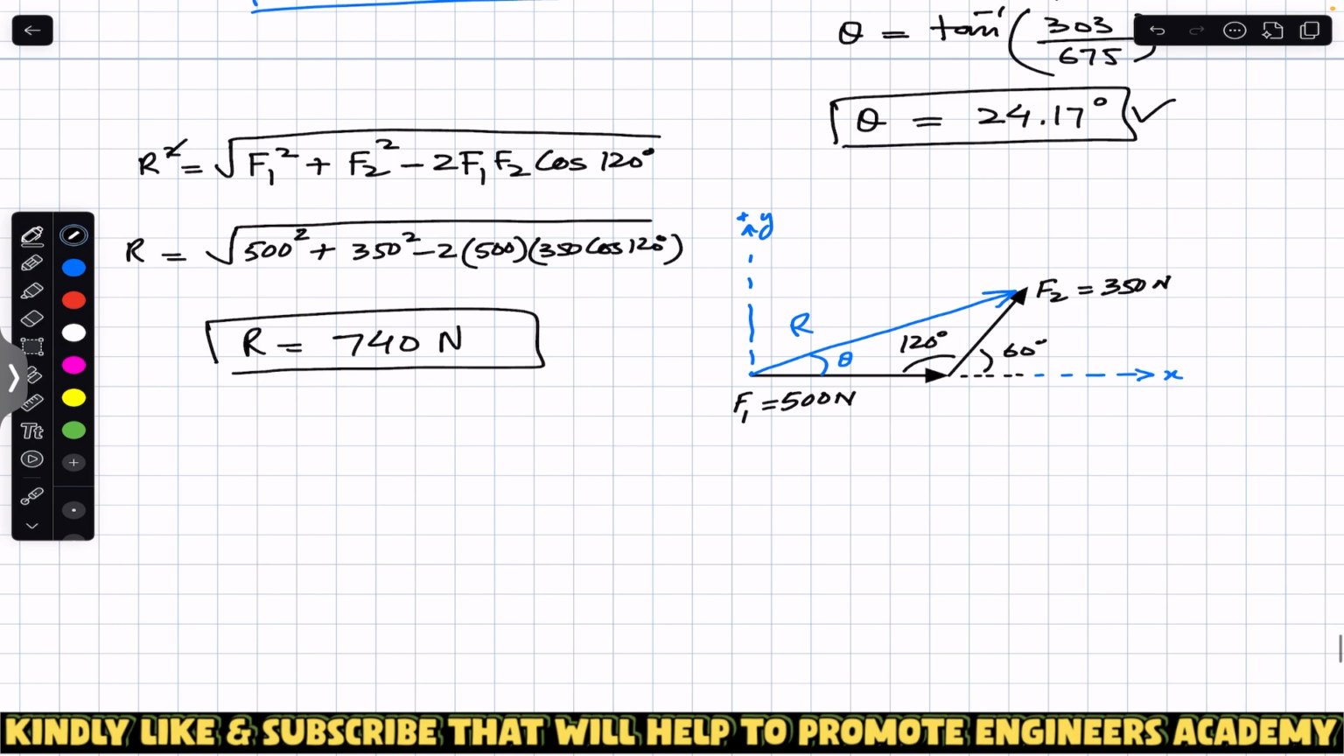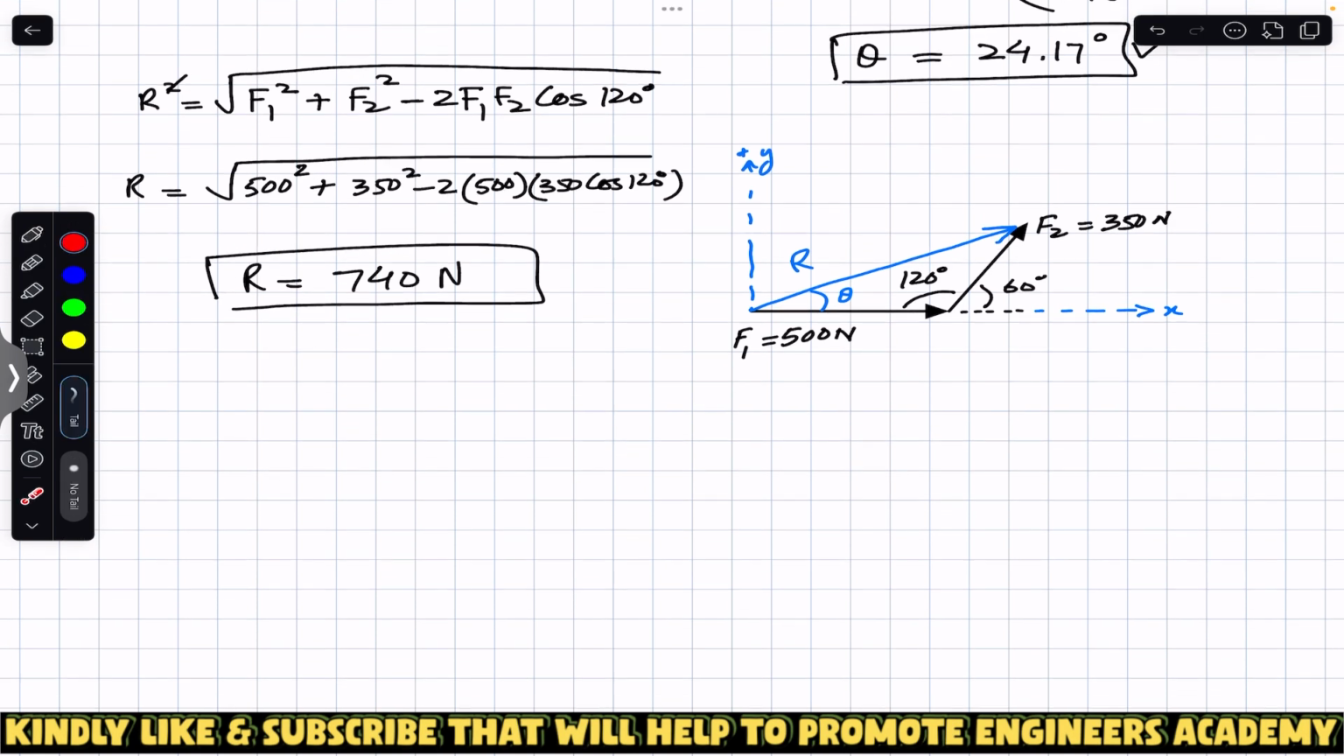And similarly, we can find this angle theta. Once we know this resultant magnitude, which is 740 Newton, we can apply the sines law. So by sines law, we can say that sine of theta divided by the magnitude of the opposite side. The opposite side to theta is F2, which is 350. So sine of theta divided by 350 is equal to sine of 120 degrees divided by the resultant magnitude, the magnitude of the opposite side, which is the resultant, which is 740.